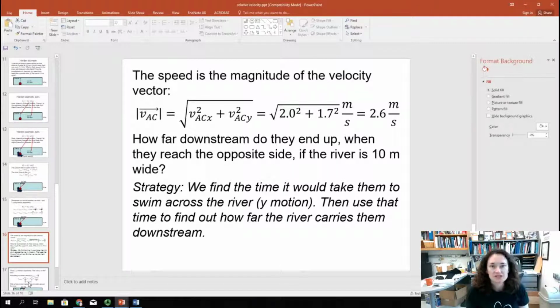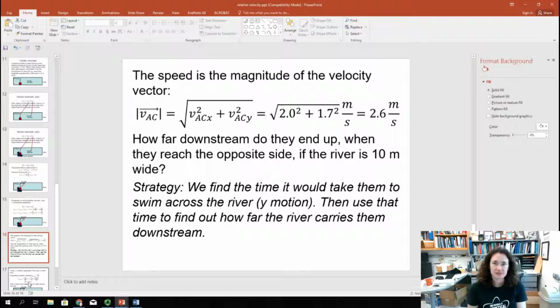So now that we have the components of the vector, we can solve for the speed. Remember that the speed is the magnitude of the velocity vector, which is the scalar associated with it. So the magnitude of vector AC is going to equal the square root of the sum of the squares of the x and the y components. So that's the square root of VACX squared plus VACY squared. The x and the y components are 2 and 1.7 meters per second. So that's the square root of 2 squared plus 1.7 squared. And then once you take the square root, you'll have meters per second again. And when you do that math, it turns out to be 2.6 meters per second. So that's the speed with which the swimmer is going.